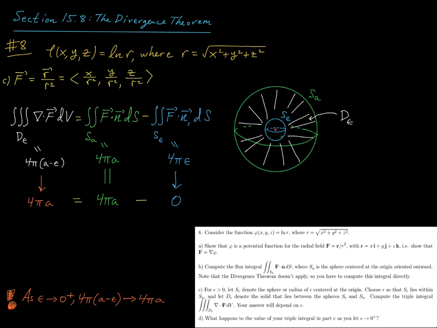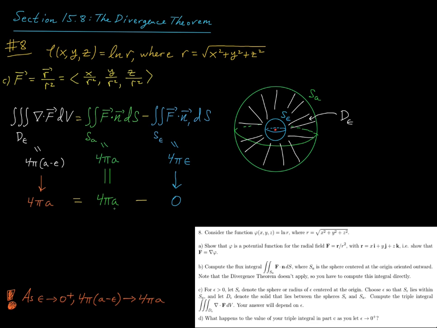So as we shrink this blue sphere to a point, in other words, we shrink it down to the origin, this outward flux term is going to go to 0. 4 pi epsilon goes to 0, whereas the outward flux across the sphere of radius a, of course, depends only on a. All right, so in the end, of course, we get 4 pi a is equal to 4 pi a.